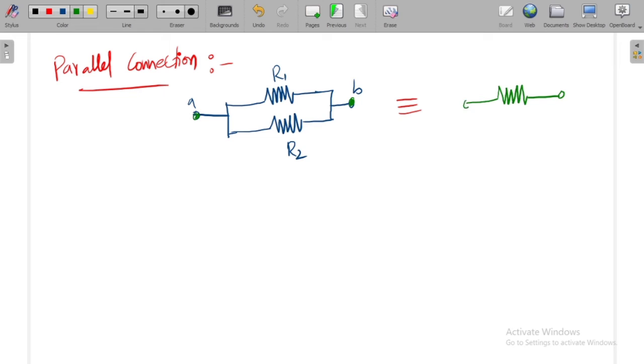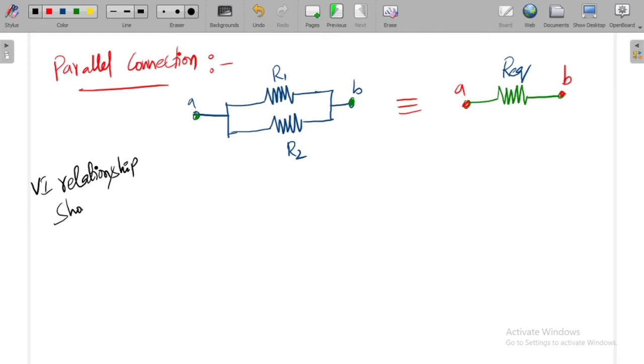So let us assume that single equivalent resistance as R equivalent. The terminals are not changing here. So this is A and B, and the resistance value is R equivalent. Now also I am using the same fundamental principle that the VI relationship should not change.